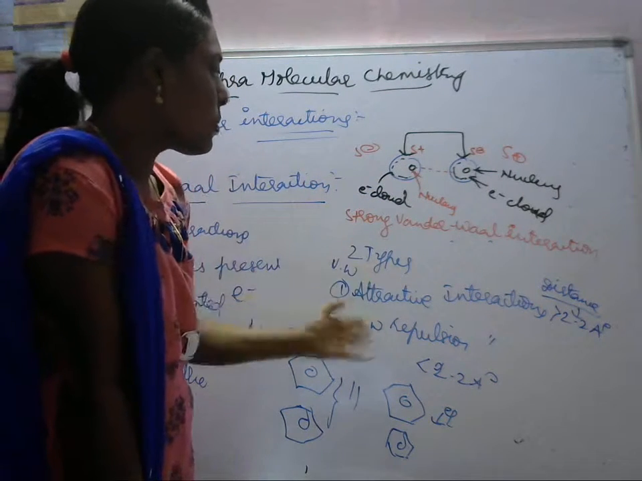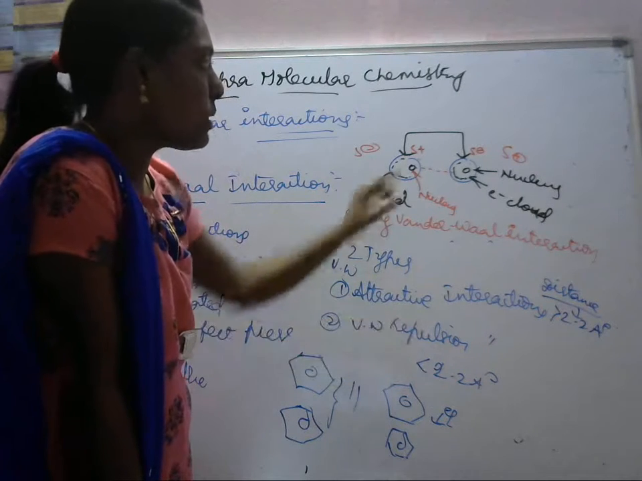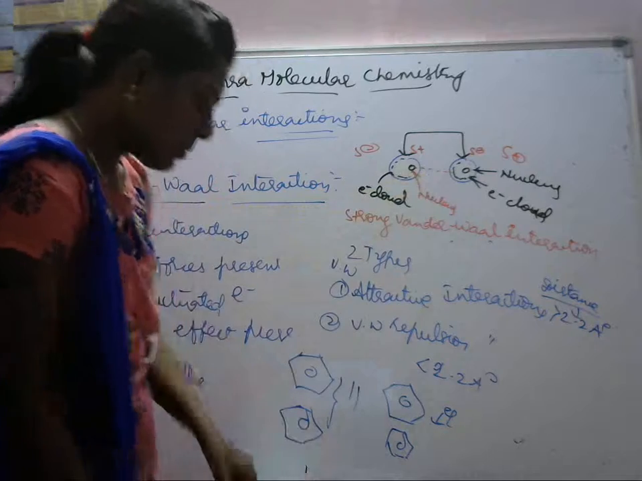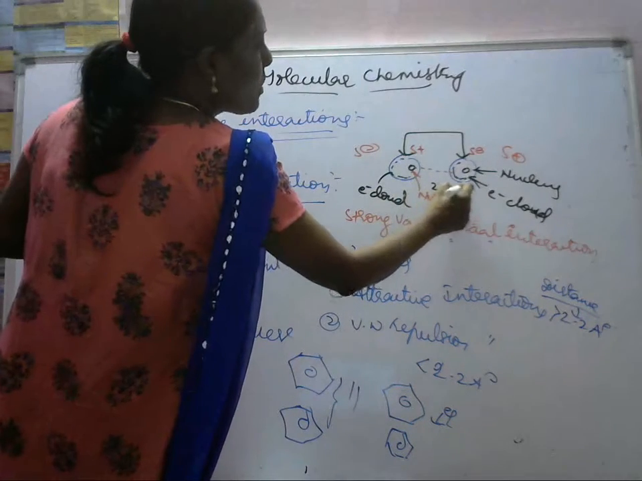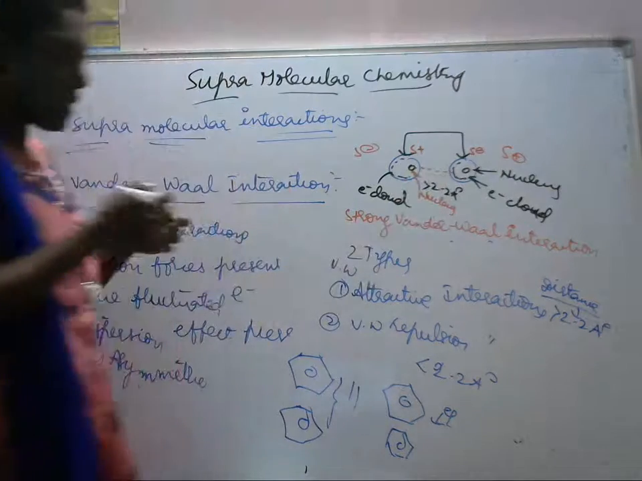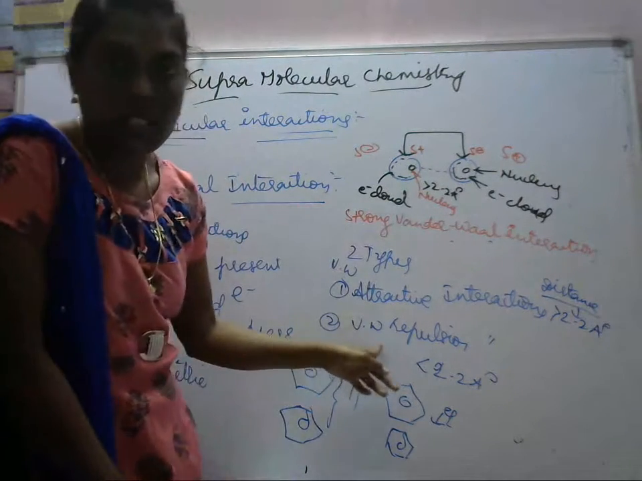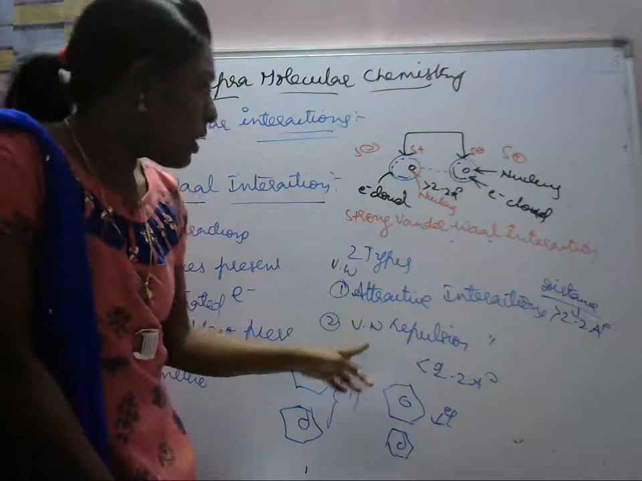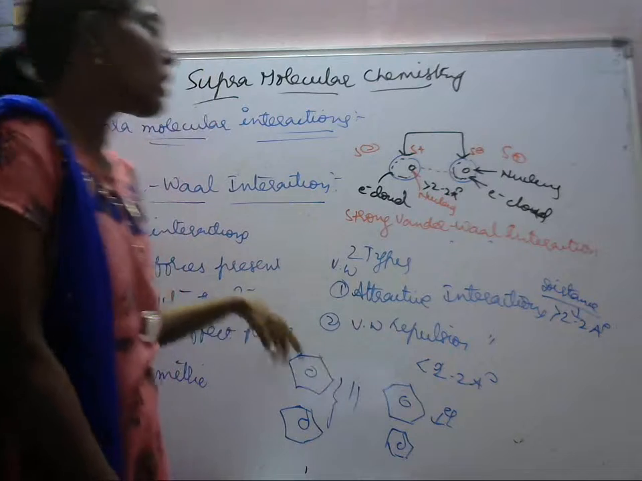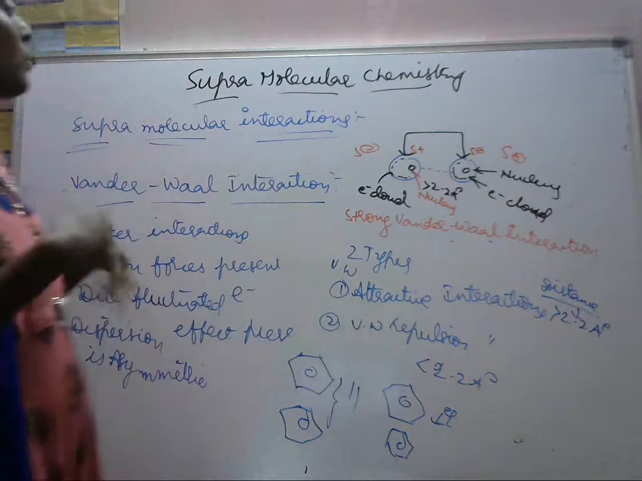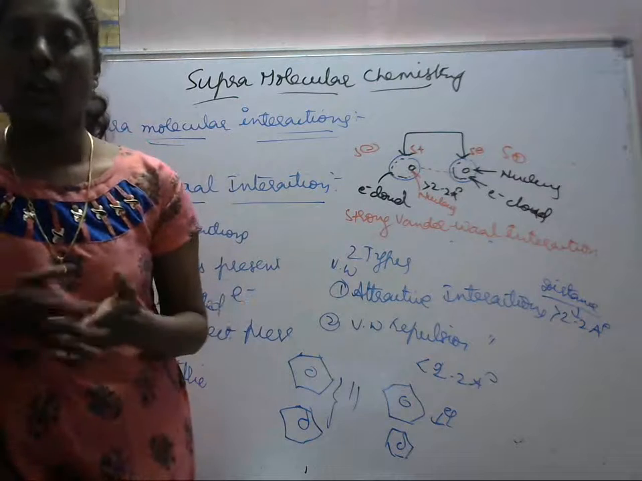There are two types of van der Waals interactions: attractive and repulsive. If the distance is more than 2.2 angstrom, it is called attractive. If it is less than 2.2 angstrom, it is called van der Waals repulsion interaction. So this is about the supramolecular interactions. We have discussed all nine types.